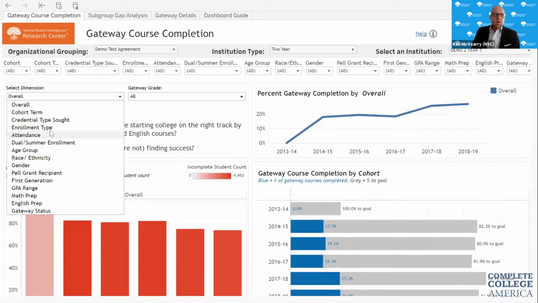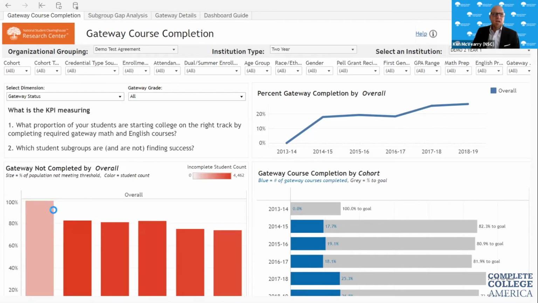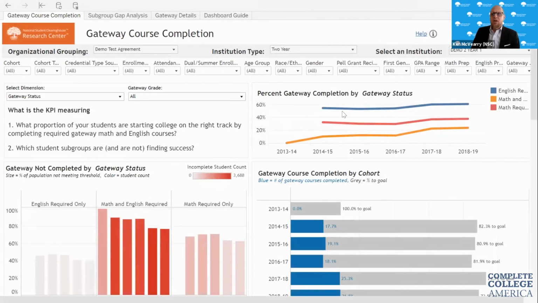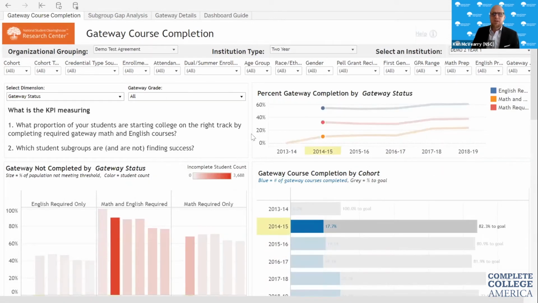So if, for example, I wanted to look at this just by gateway status, right? This is now going to split this out by those that were only required to take English, those only required to take math, or those math and English. And so it's going to hold gateway status as the primary thing that I'm exploring in my data dive here. But in addition to that, if I wanted to layer on various intersectional characteristics, I could do that by adding these additional filters up here.